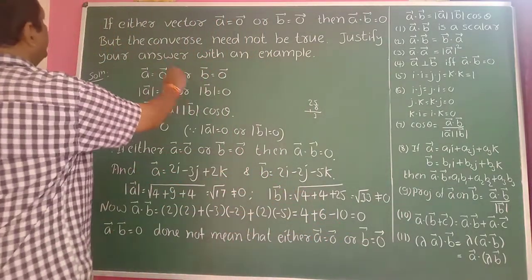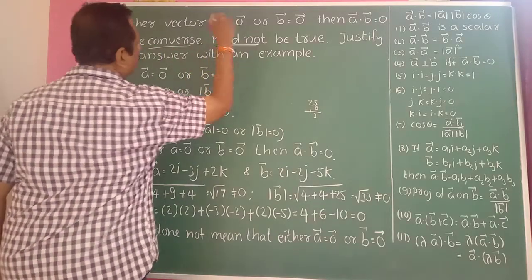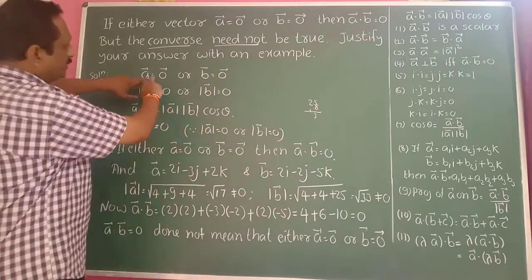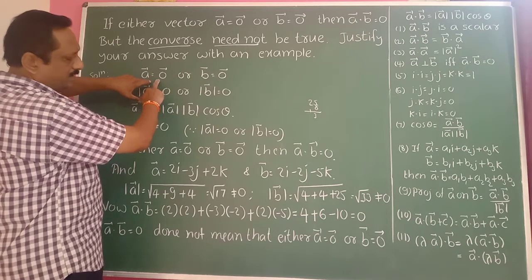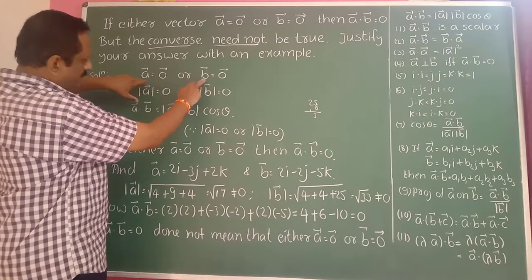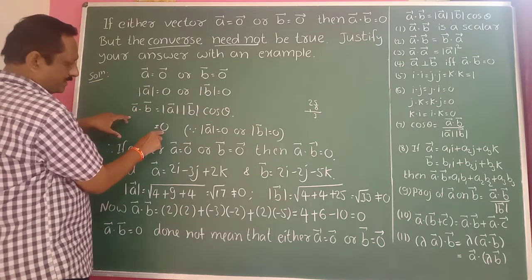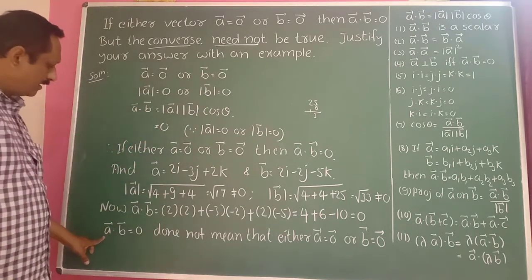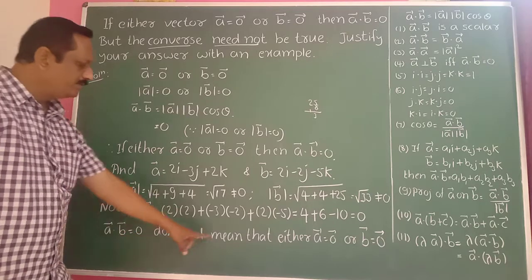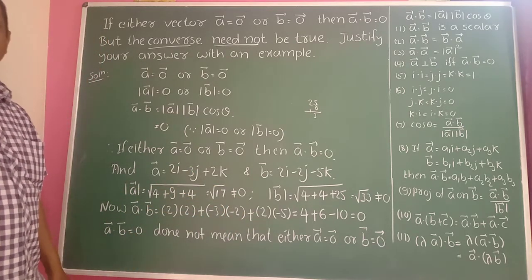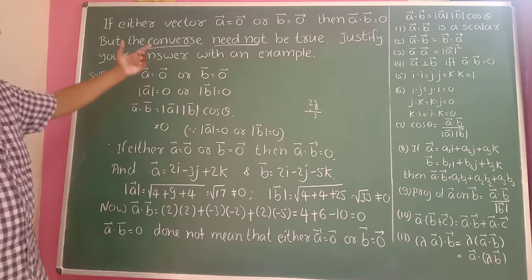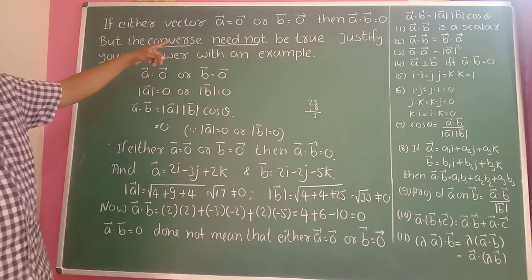Therefore, the converse need not be true. If any one vector is a zero vector, then the dot product is obviously zero. But if a bar dot b bar equals zero, that does not mean that either a bar is a null vector or b bar is a null vector. Hence, I can say the converse need not be true.